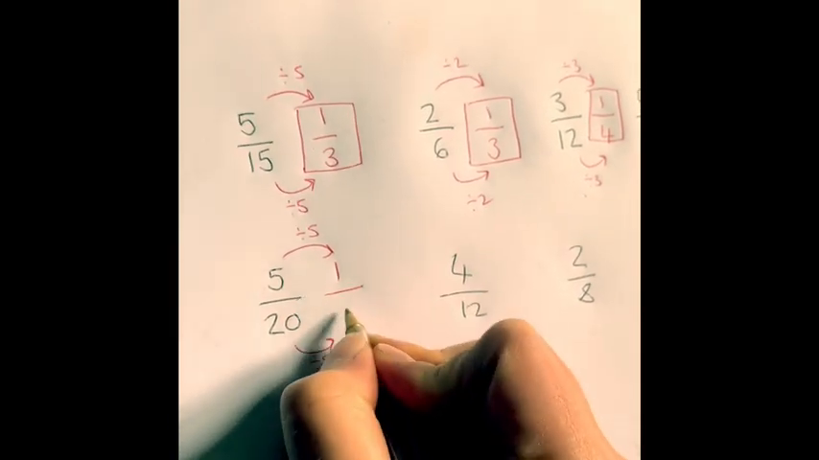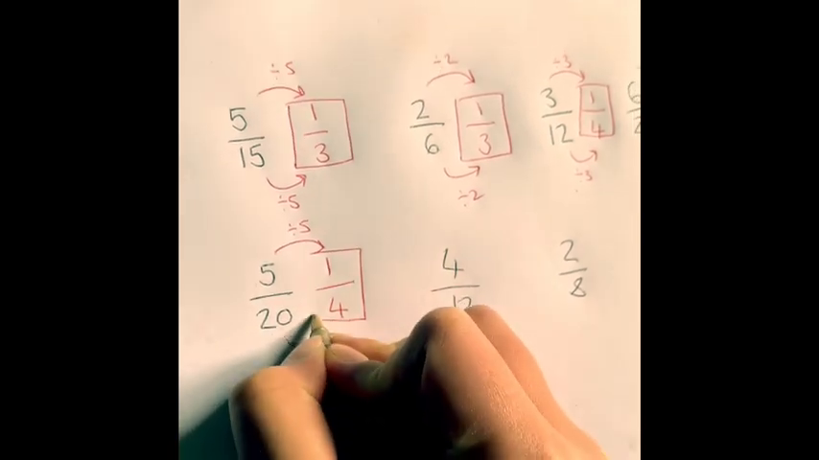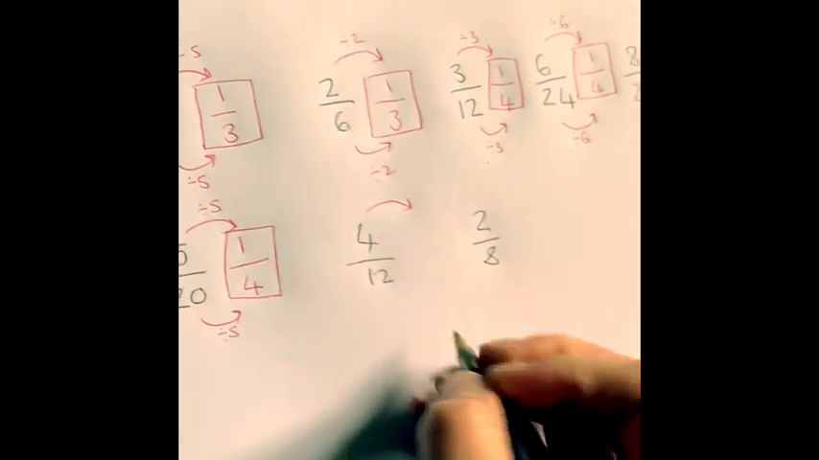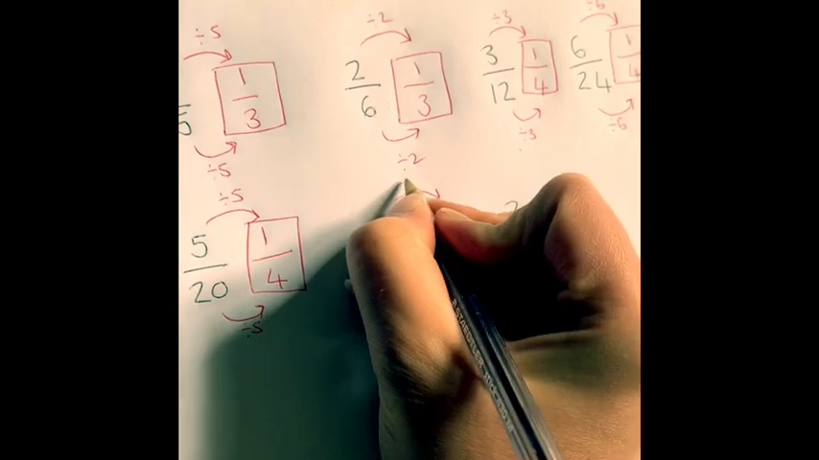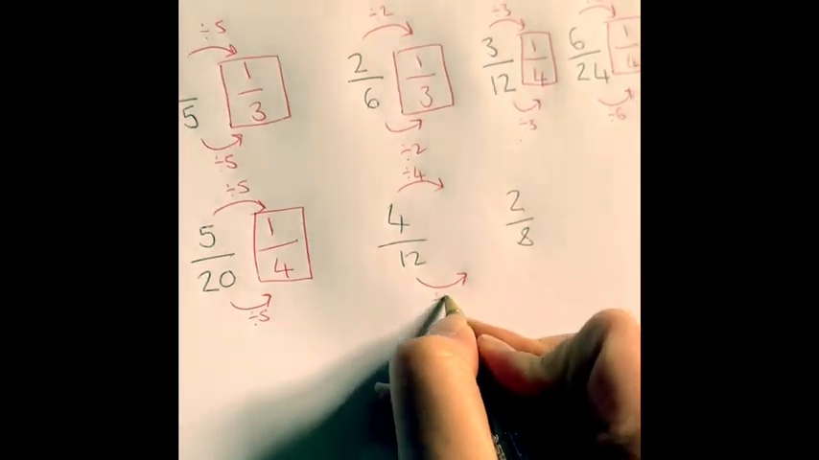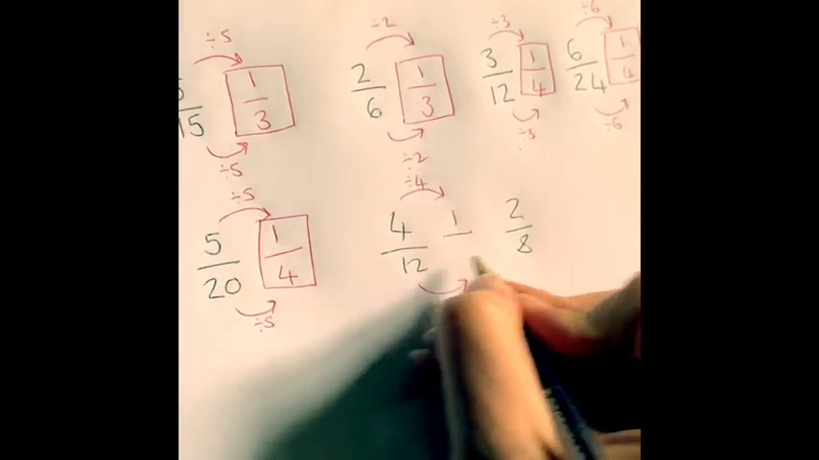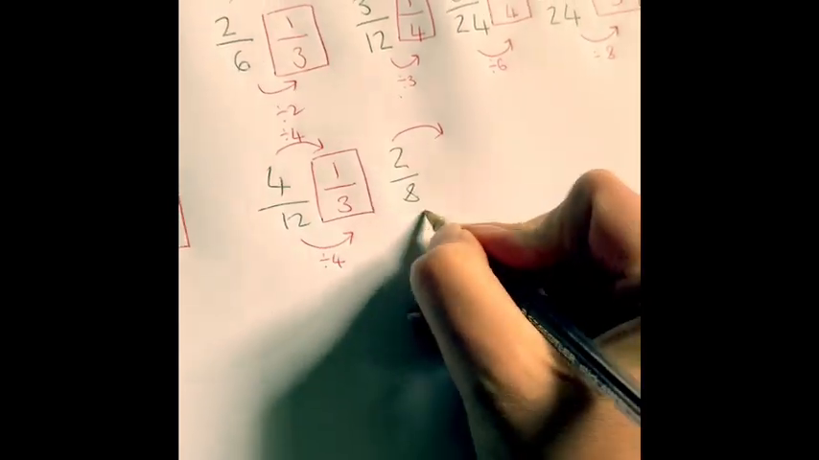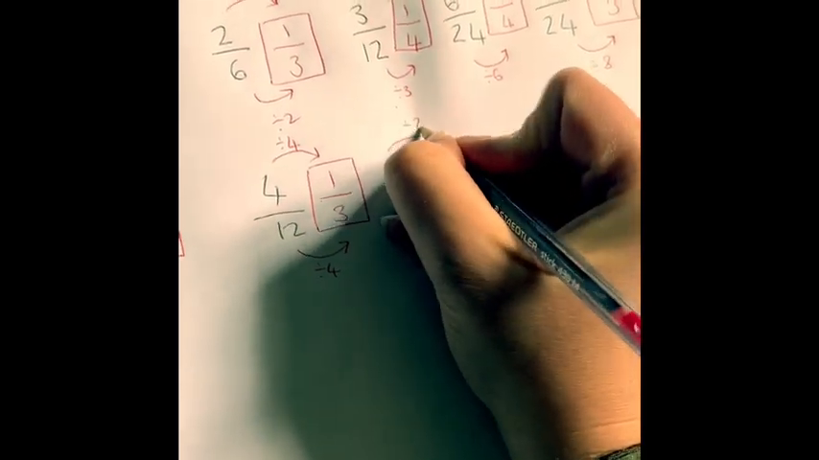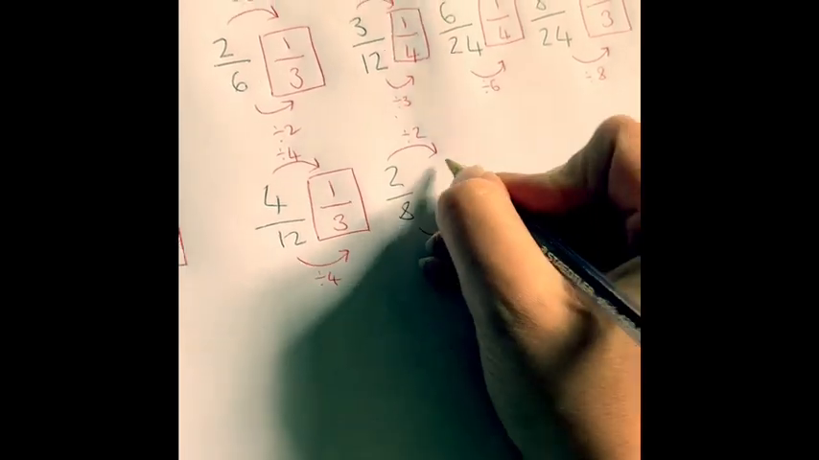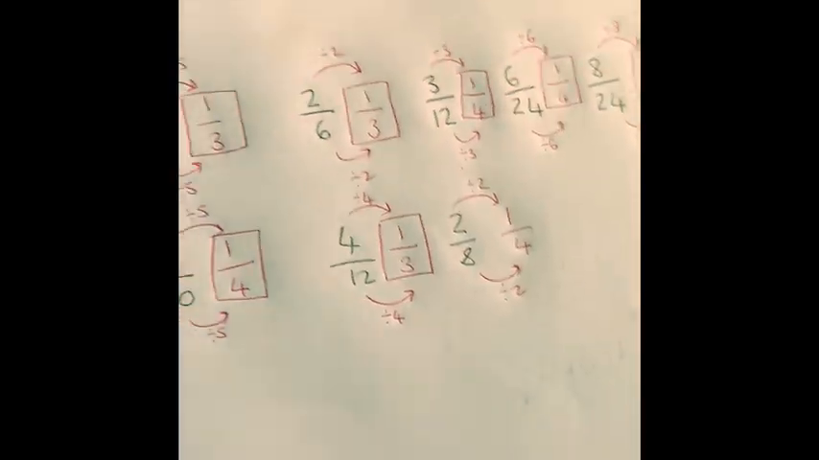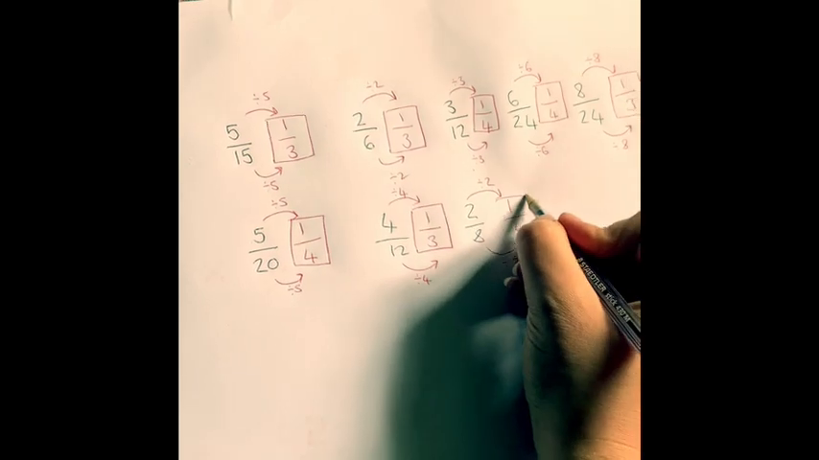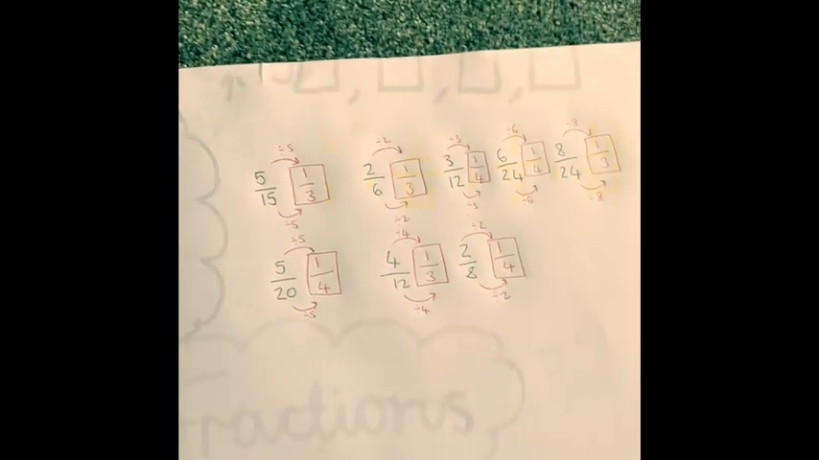So again, that's 1. This time that's 4, so that's 1/4. And again, what times table are these both in? They're both in the 4s, so I can divide them both by 4. Top would be 1, bottom would be 3. And I've got 2 8s. They're both in the 2s. Divide them by 2, gives me 1/4. And there we can see how we can work out the equivalent fractions.